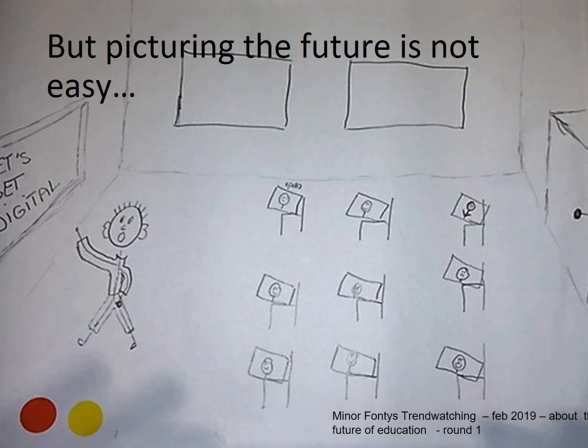An example of a probable future. In history, we learned from a teacher. Today, children learn from teachers in a school. And the assumption.